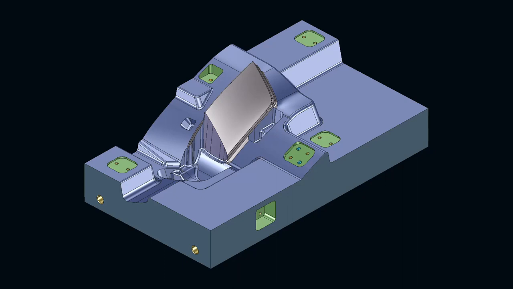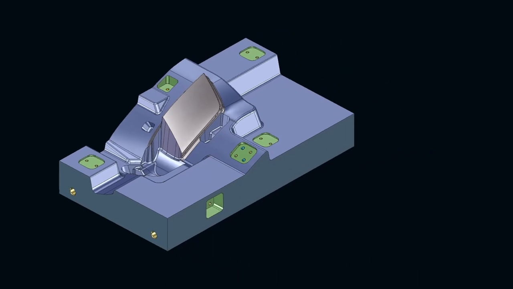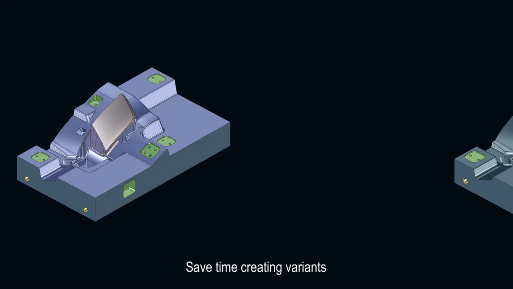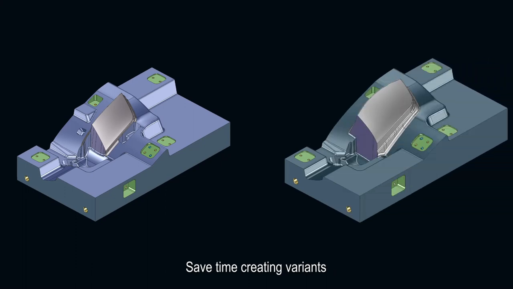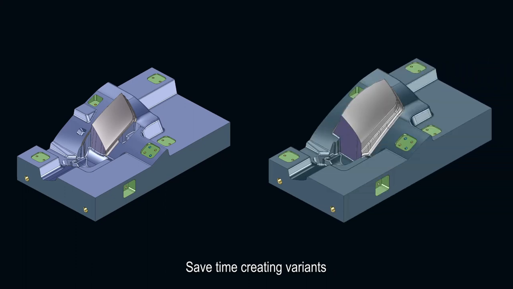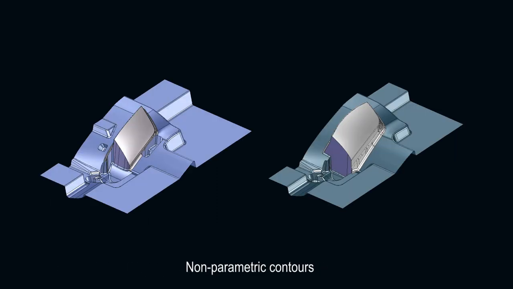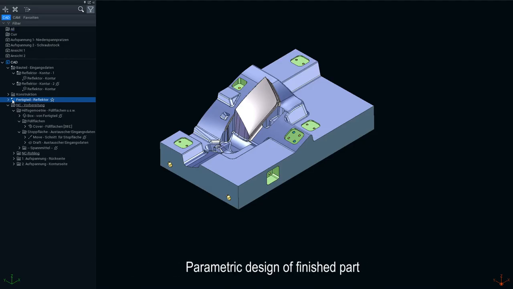You can save a tremendous amount of time with parametric associative design if you frequently work with similar components. For example, here I have two variants of a reflector. Note, I have imported the contours. Both are designed without parametrics. I have already designed the first finished part with bores, pockets, and threads, in parametric associative design, of course.